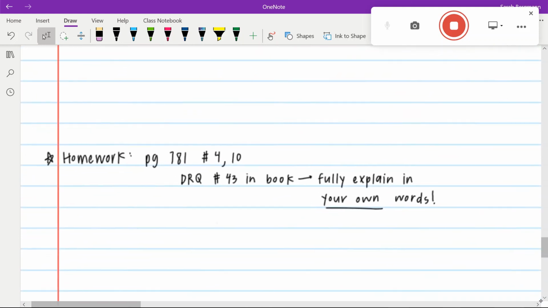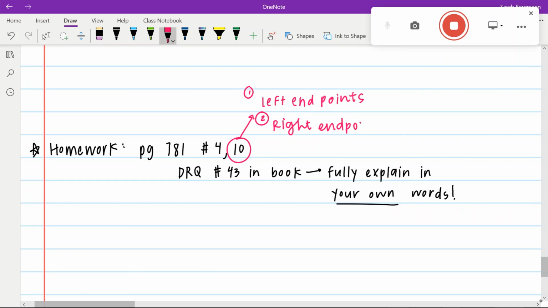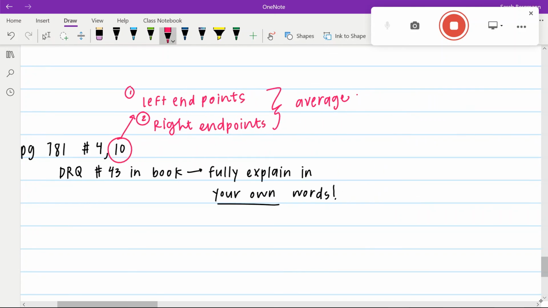Your homework for tonight is on page 781. You have numbers 4 and 10. On number 10, they asked you to use both left endpoints and right endpoints. So you're first going to do it with left endpoints, then you're going to do the exact same problem using the right endpoints. And then what they ask you to do is take the average of these two answers. So remember, average is equal to adding the two numbers. So you could do x plus y divided by 2. So whatever you get for the first answer plus the second answer, divide it by 2.